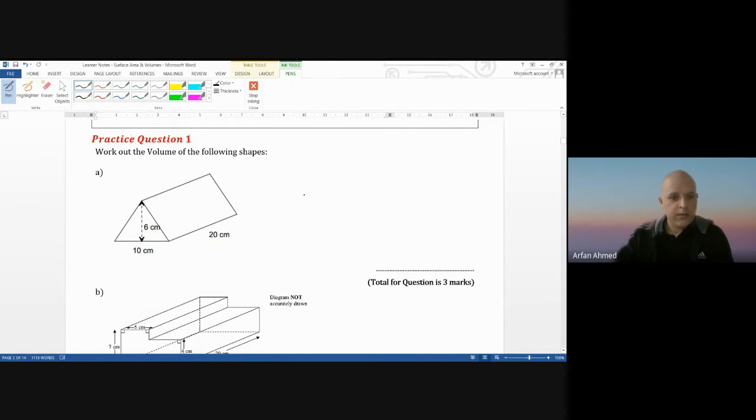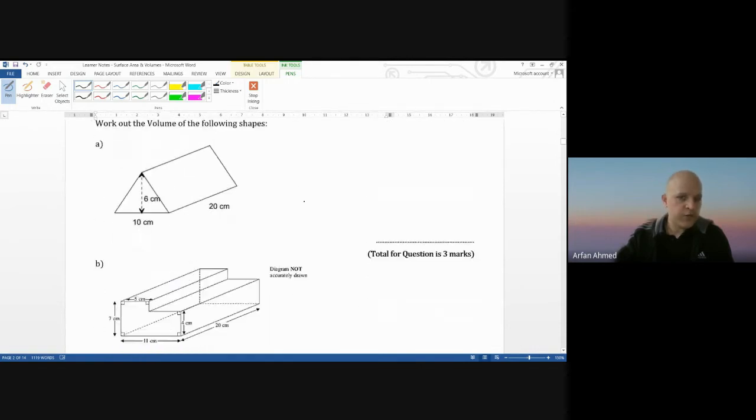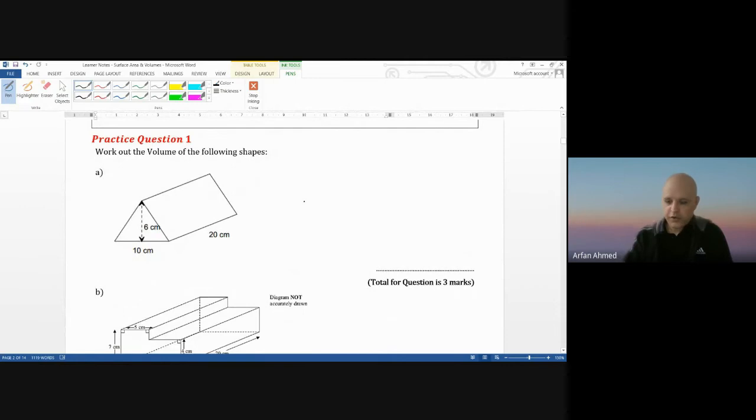So I'll tell you what. If you want to try it yourself, by all means, you can pause the video and give it a go. Once you're ready, just unpause it. Let's have a go with this then. So work out the volume of the following shapes. First things first, which bit is a cross-section? Always ask yourself, which bit is a cross-section?